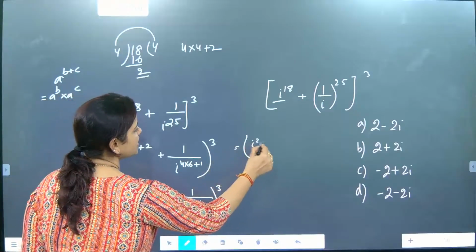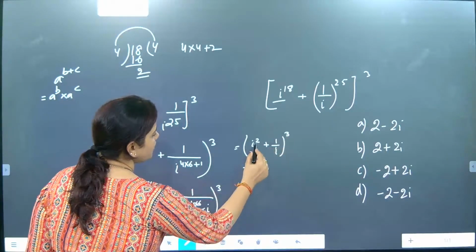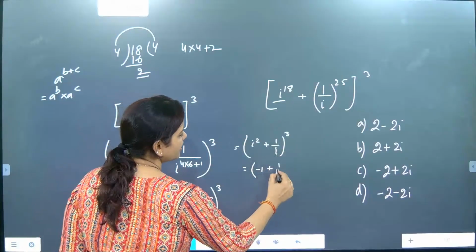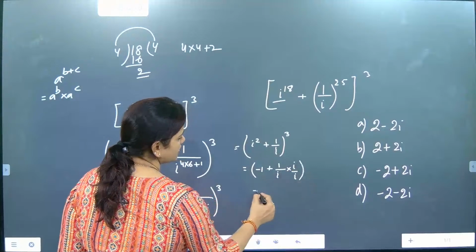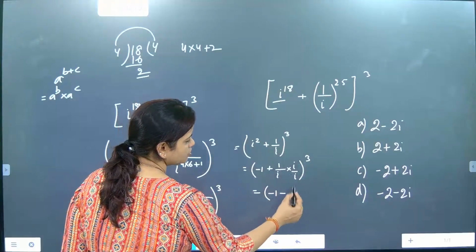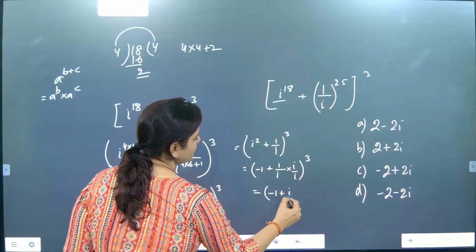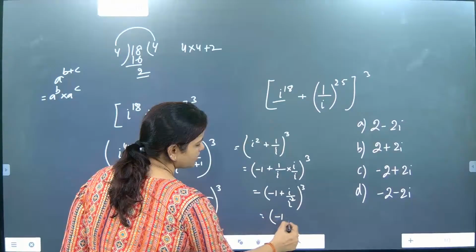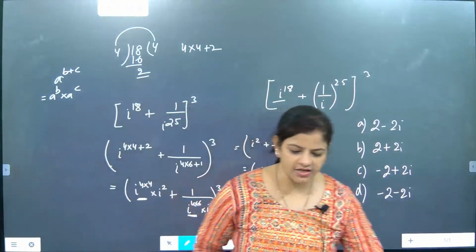It is now coming as i square plus 1 by i to the power cube. Now i square is written as minus 1. 1 by i, what are you going to write, beta? 1 by i into i into i. Minus 1, and this part i square will come, so minus i. One step I have jumped, but I am not going to jump. It will become i square cube. i square is minus 1, so it will become minus 1 minus i cube. Got it? Minus 1 minus i cube.